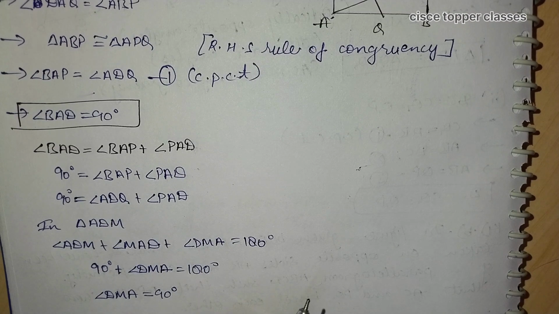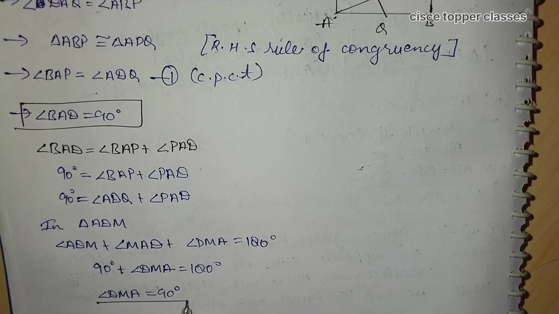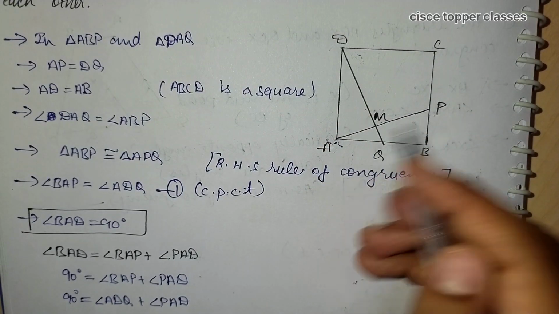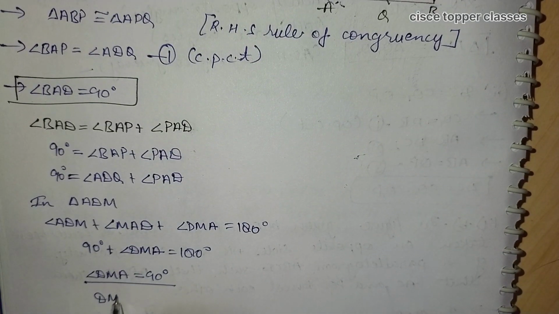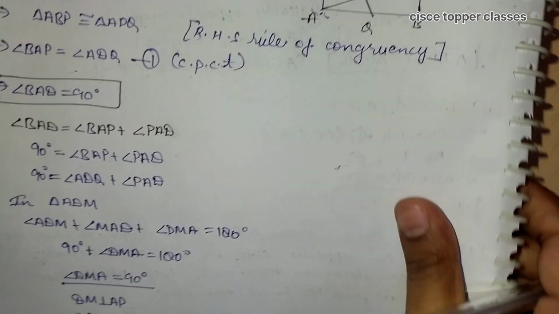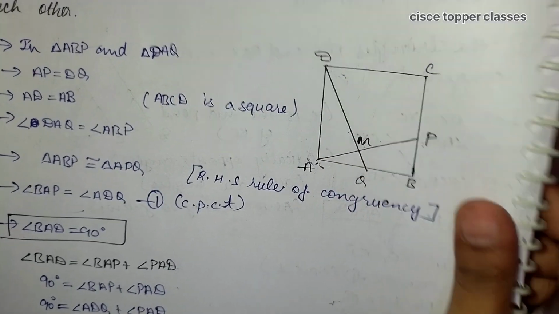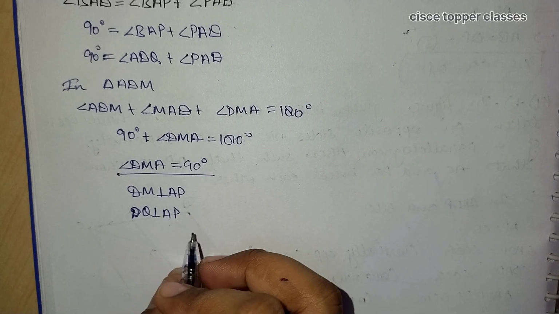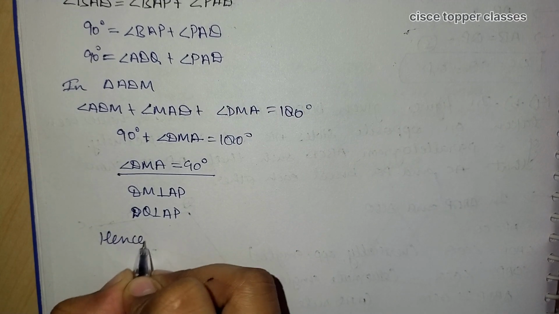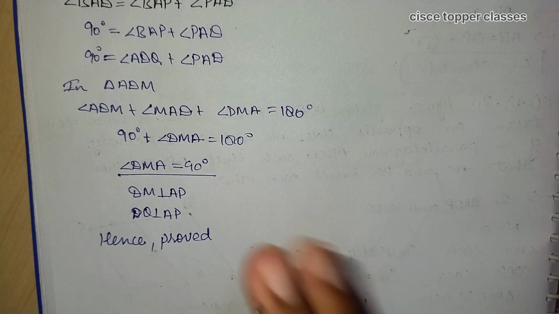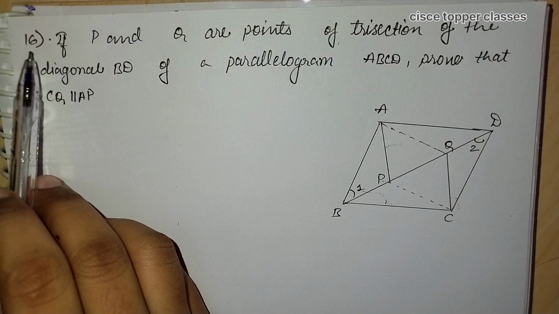And we have to prove that AP and DQ are perpendicular. Since angle DMA is equal to 90 degrees, this line DM is perpendicular to AP. DM and DQ are the same line, so DQ is perpendicular to AP, and this is what we had to prove in this question. Hence proved. Let us solve question number 16 here.